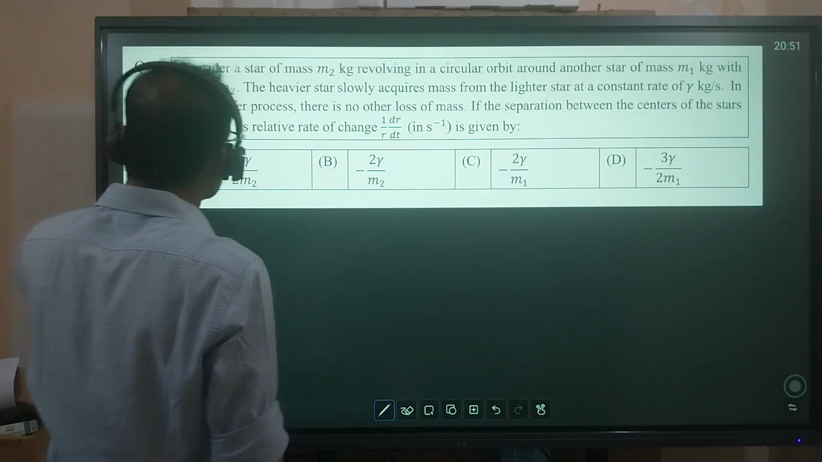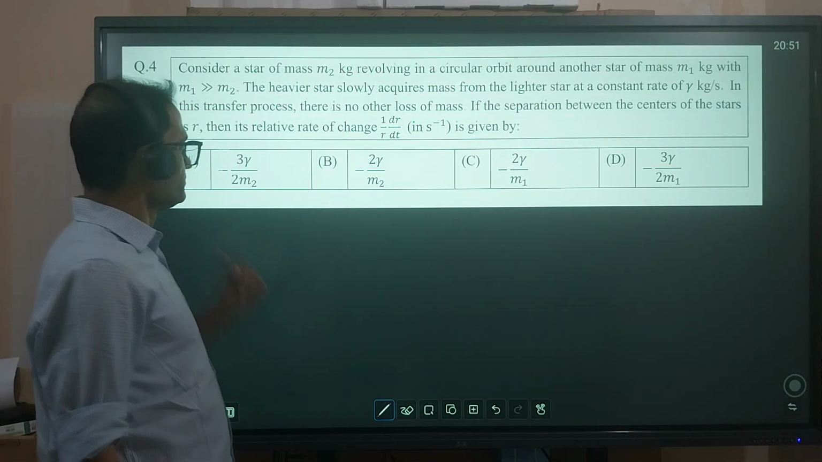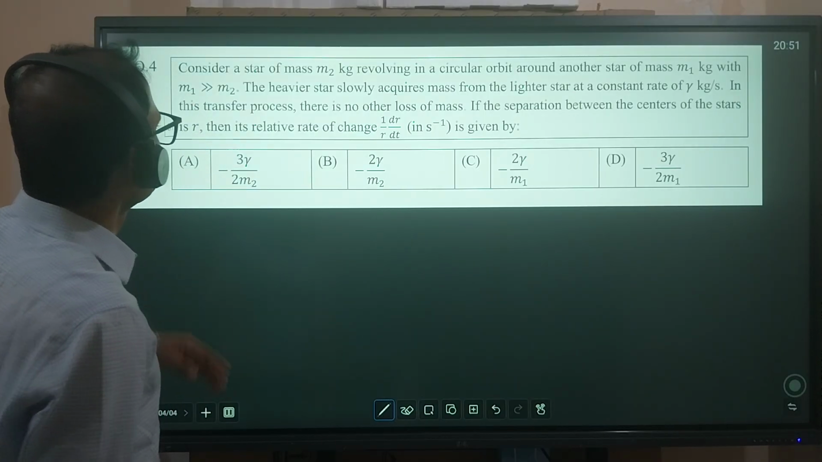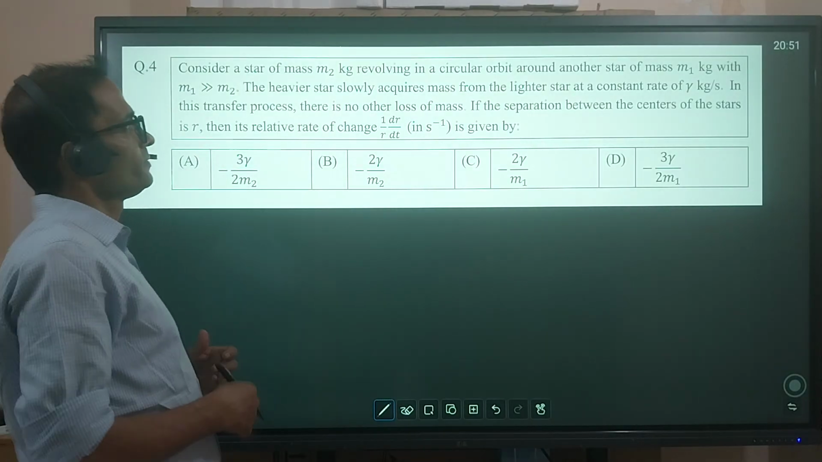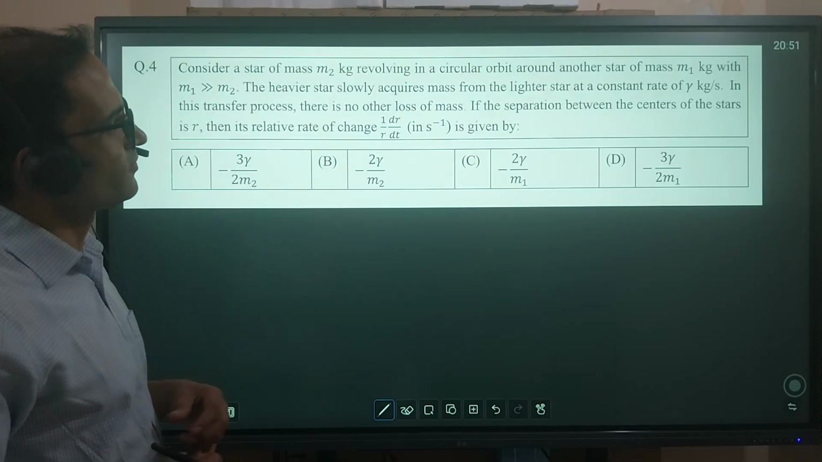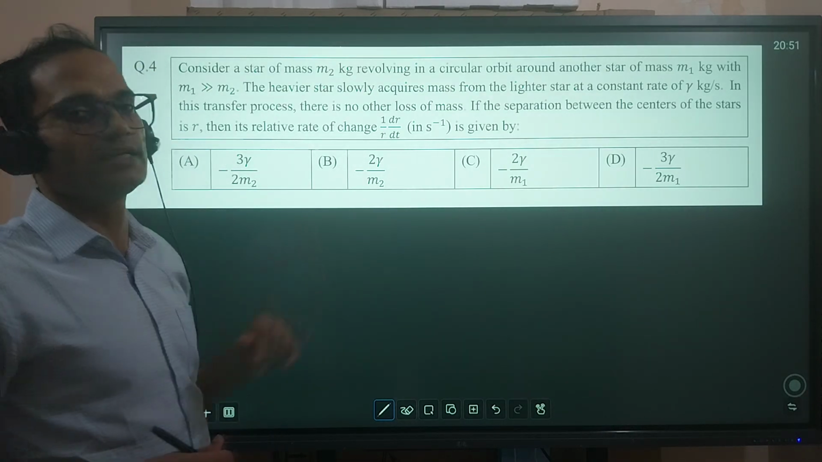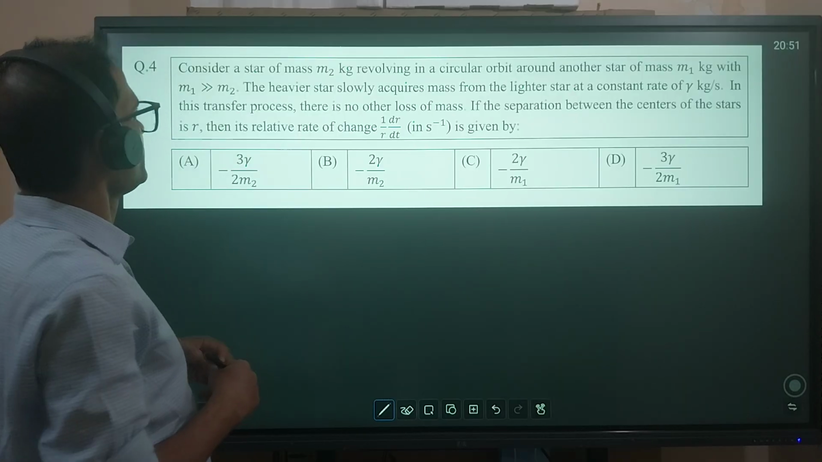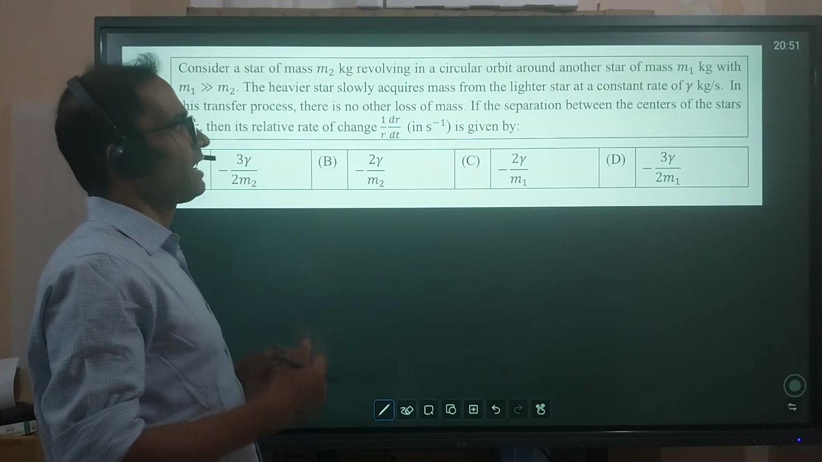Okay, so this is the fourth question of IIT JEE Advanced 2025, Paper 2. We have two stars. A star of mass m2 is revolving around a circular orbit, and the mass of the central body is m1, and m1 is very large. The heavier star slowly acquires mass from the lighter star at a constant rate gamma kg per second.